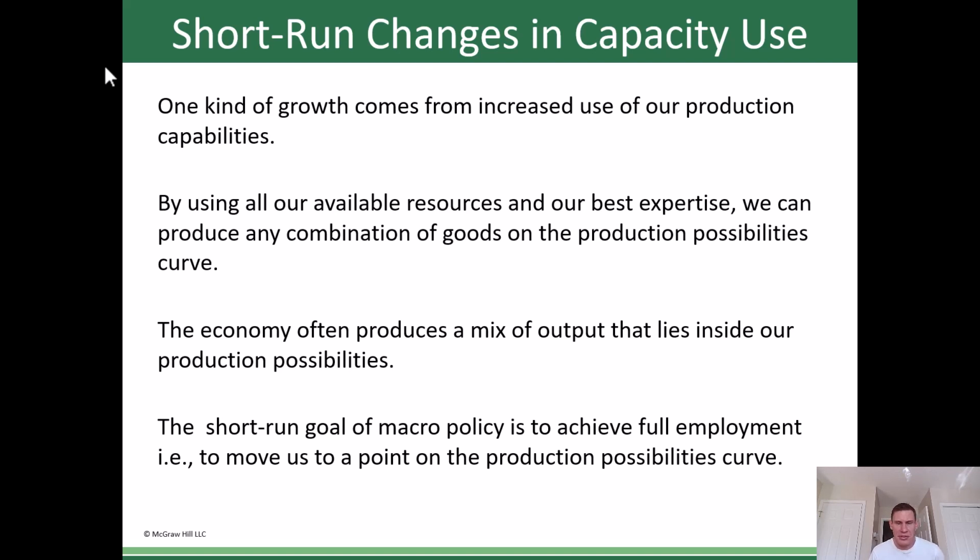The economy often produces a mix of output that lies inside our production possibilities. So the short-run goal of macro policy is to achieve full employment, i.e., to move us to a point on that production possibilities curve. We kind of want to be on the curve more so than inside the curve, because that would speak to inefficiencies, etc.